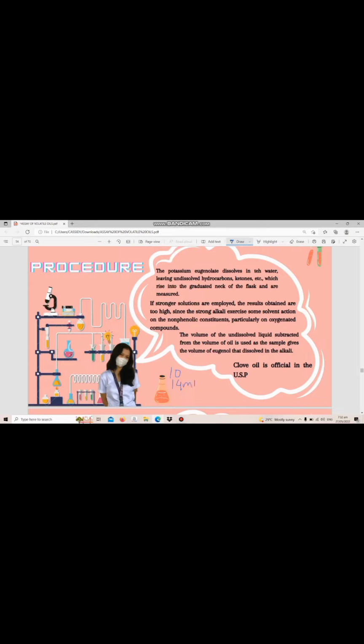So, then we have 10 minus 1.4 is equal to 8.6 ml of eugenol dissolved, and the percentage of eugenol in the sample is 8.6 ml divided by 10 times 100, so we will have 86%. And clove oil is official in the USP.